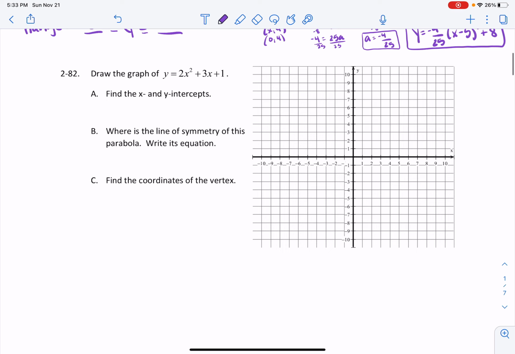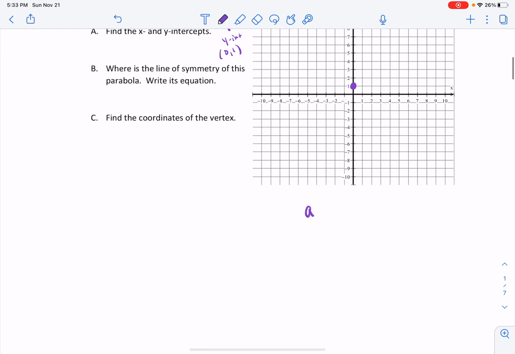First thing, when we're in standard form, y equals ax squared plus bx plus c, c is always your y-intercept. So that would be 0, 1. So you have that right away, your y-intercept. One way to find the x-intercepts would be to go ahead and factor.